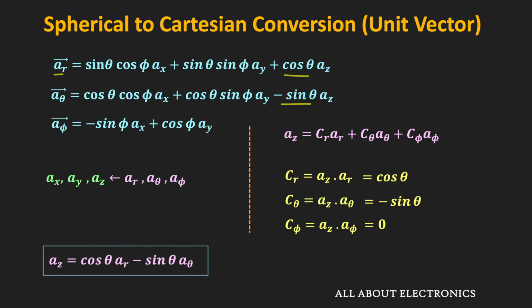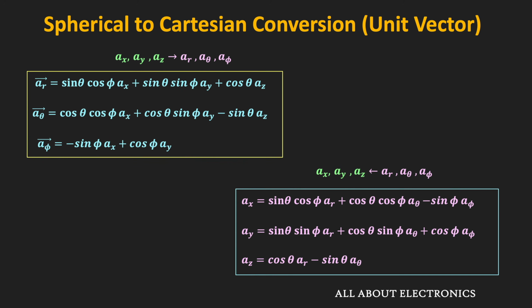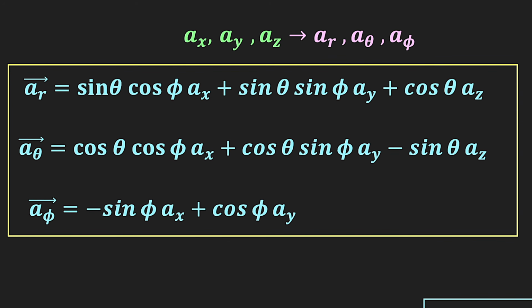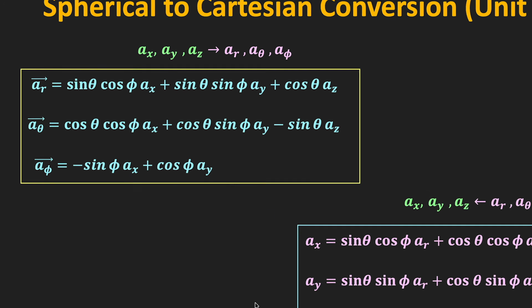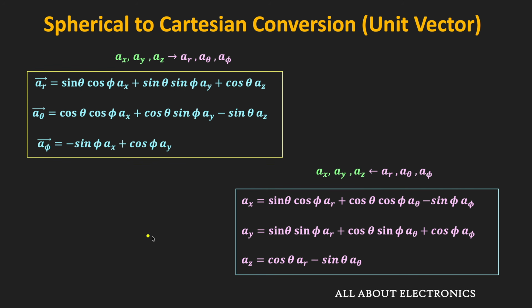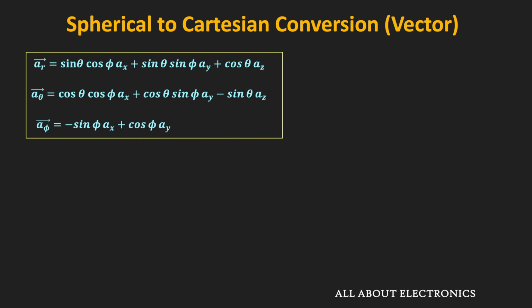So in this way we got the unit vectors ax, ay and az in terms of the ar, a theta and the a phi. And earlier we already found the spherical coordinate unit vectors in terms of the Cartesian coordinate unit vectors. So now with the help of it we can easily find the relationship between the coefficients of the Cartesian coordinate and the spherical coordinates, and perform the vector conversion. So first, let us see the spherical to Cartesian vector conversion.